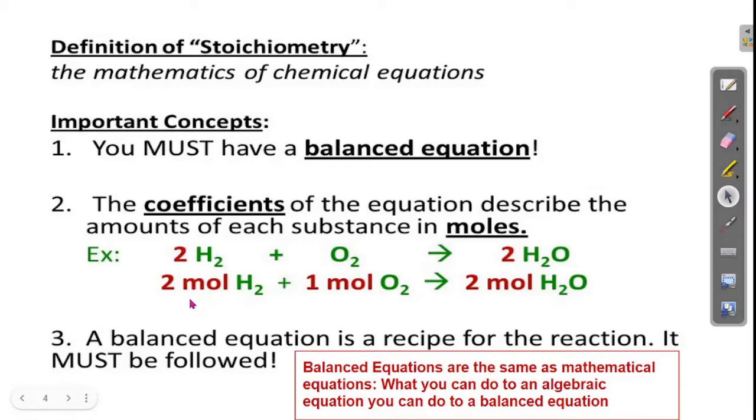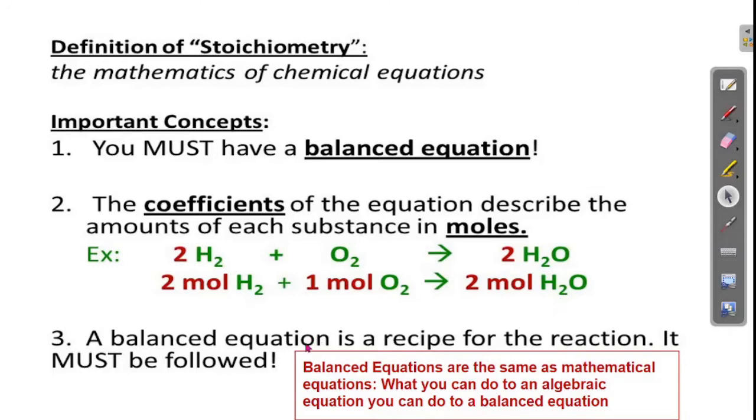From now on, when we're doing stoichiometry, these coefficients, these numbers are moles. We read them as moles. They are never grams, they are never any other kind of mass unit. They are moles. Okay. And when we read a recipe, you need to follow the recipe and nothing else. Just follow the recipe.